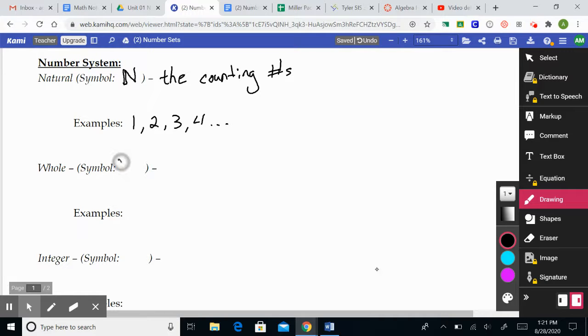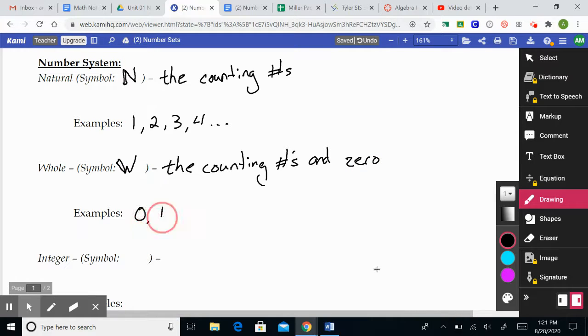Now we have the whole numbers. The whole numbers we use this double bar W, and that is the counting numbers and 0. So it's the same list above, except now we get to add 0.